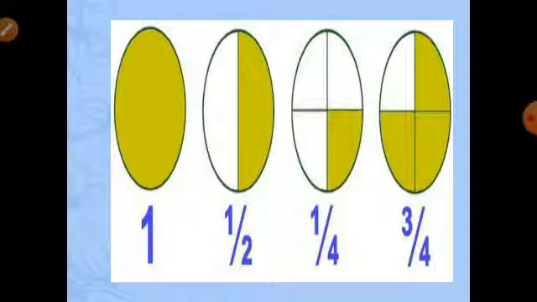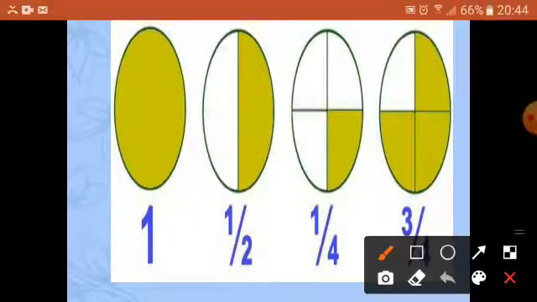Look at the second one. That second circle is divided into 2 parts. This is the first circle, second circle. So I am talking about the second circle right now. This is divided into 2 parts, 2 equal parts you can say. So the green portion is representing 1/2. Okay, and the white portion is also showing 1/2.